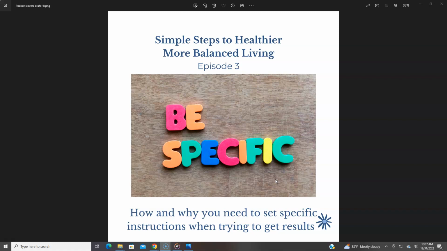So rather than I want to eat healthy, I want to plan meals, how many? I'm going to plan 2 energy-giving meals in the next 7 days. That's a specific instruction. I'm going to do 2 meditation sessions in the next 7 days. I'm going to stop looking at my screens 20 minutes before bed 2 times this week. Be specific. It helps your brain get ready to do the action.